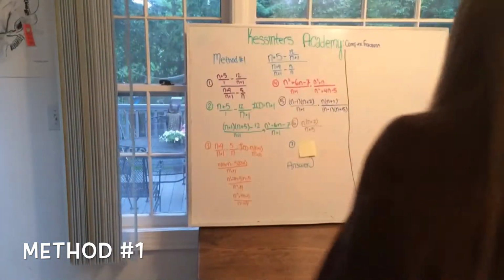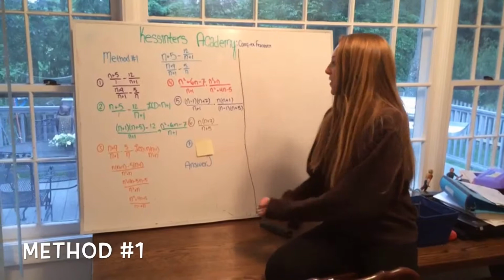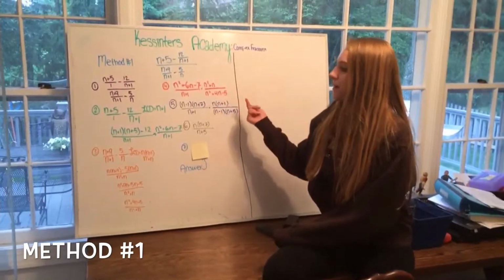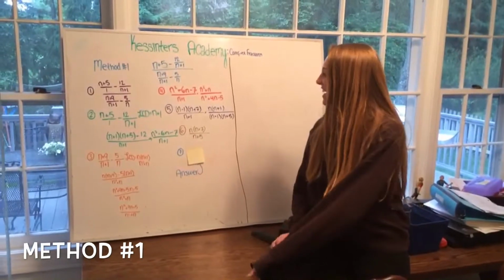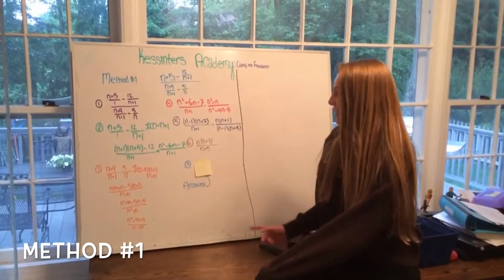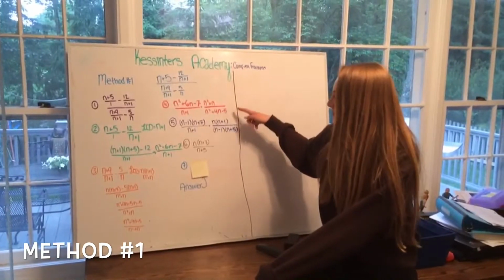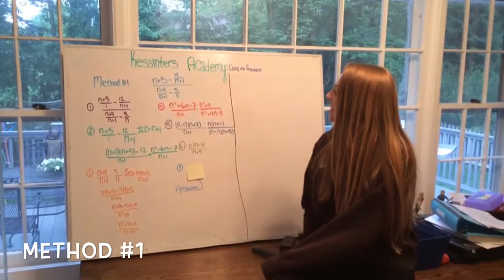Then what you're going to do is set it up as a horizontal fraction division problem, and you are going to multiply by the reciprocal of the denominator fraction, just like that. And to multiply, you are going to factor.